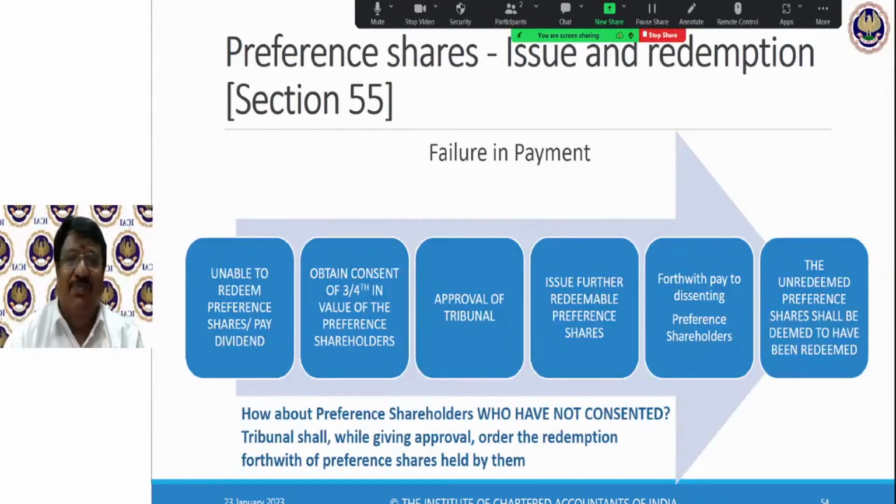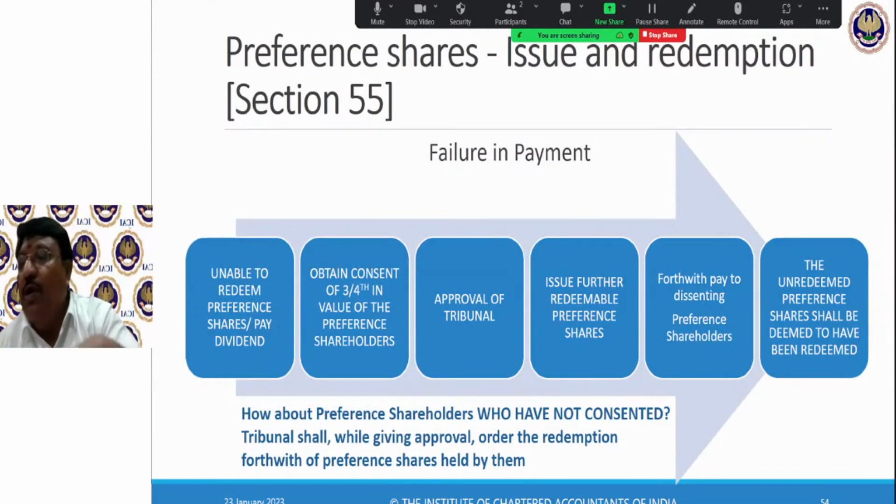I have convinced them. See, the idea is you should convince them, that is how to obtain consent. Yeah, you have to convince them. See, we are sincere. We are not able to redeem. We will redeem. Give us time. Allow us to issue further. So this is how you have to convince them. No, they will be paid. The intention is that they will not be left unpaid. Postponing it a little bit.